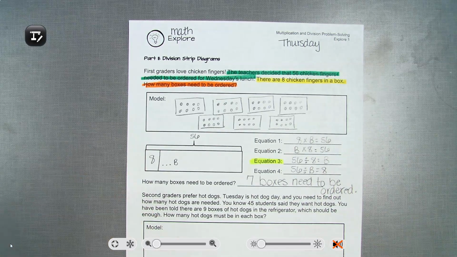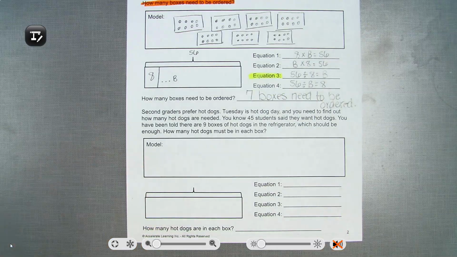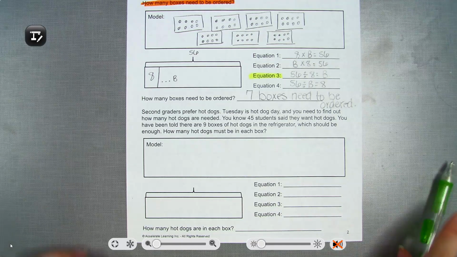All right. So let's go ahead and look at the bottom one. Second graders prefer hot dogs. Oh, it's a whole bunch of food. Tuesday is hot dog day, and you need to find out how many hot dogs are needed. You know 45 students say they want hot dogs. You have been told there are 9 boxes of hot dogs in the refrigerator. Which should be enough? How many hot dogs must be in each box? So let's break this up.